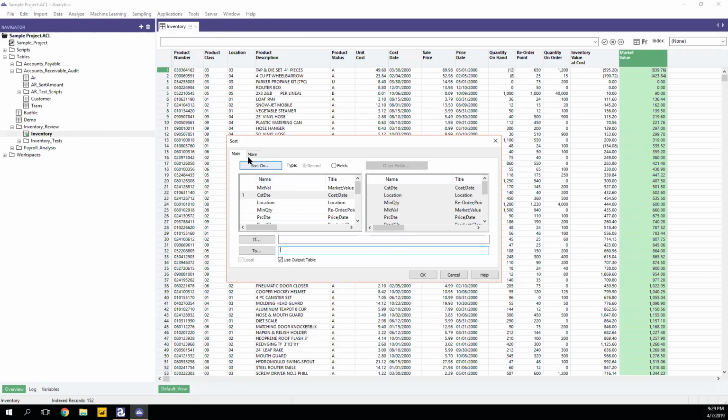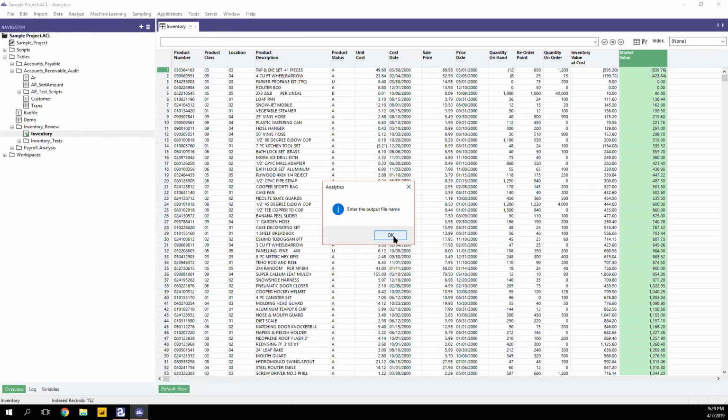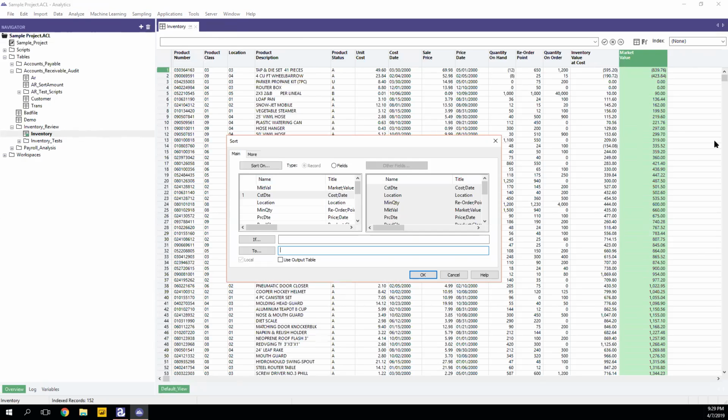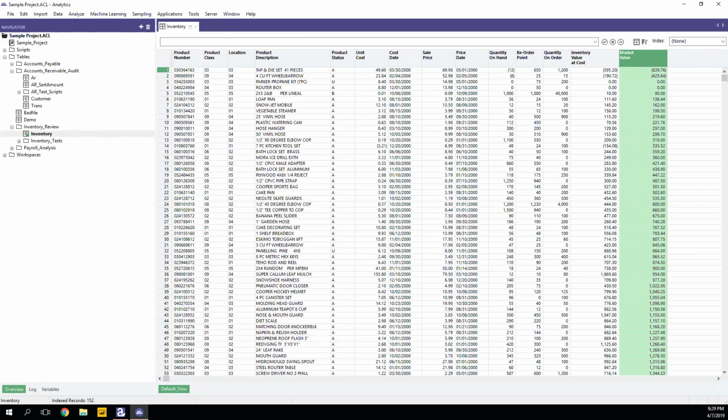Okay, so I don't want to create a new table, but I could do it that way if I wanted to. Okay, now I've just sorted it, right-clicked to do what I needed to do. Which product has the highest value? Let's go the other way.